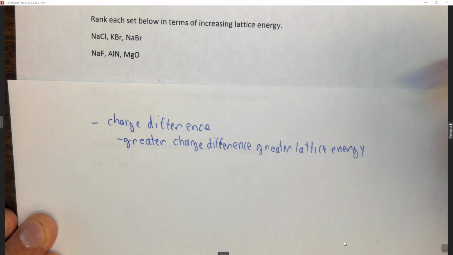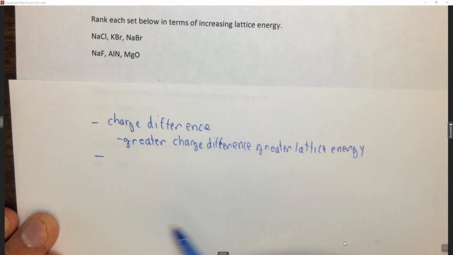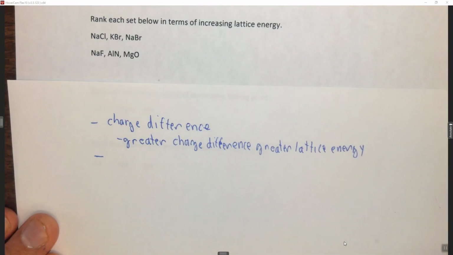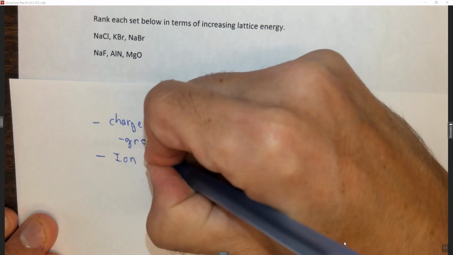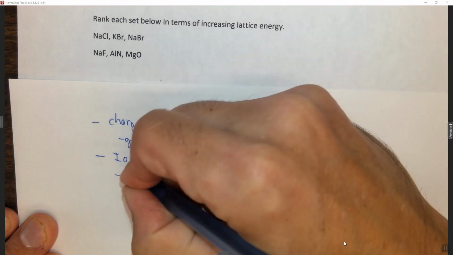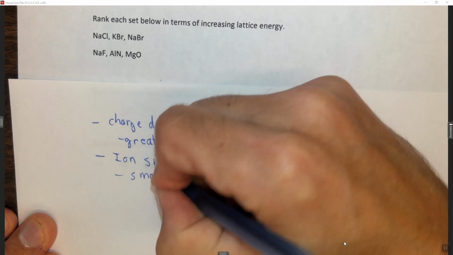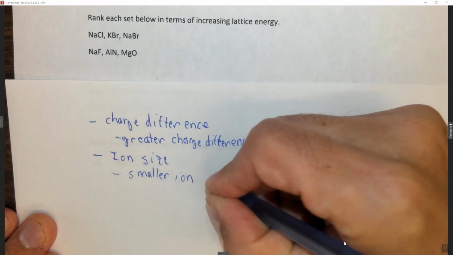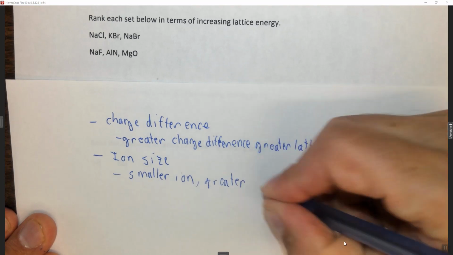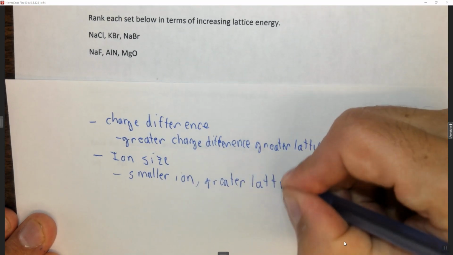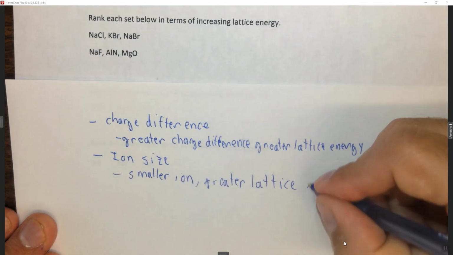Then there's a second factor, and you only consider this second factor if the charge difference is the same. If the charge difference is the same, then you have to look at ion size. In this case, the smaller the ion, the greater the lattice energy. This is just because the two nuclei are closer together.